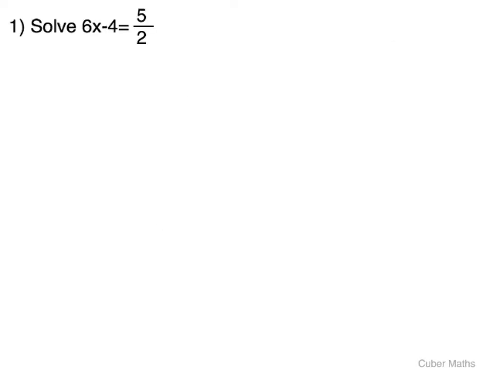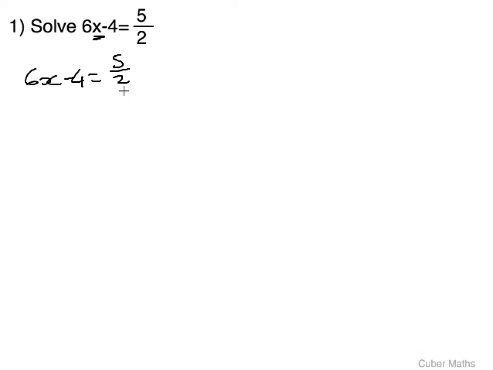So we have our first problem and it says solve 6x minus 4 is equal to 5 over 2. So what this wants you to do is find a value for x. So it's given us 6x minus 4 is equal to 5 over 2. Now our first place to start would be to get rid of this fraction.